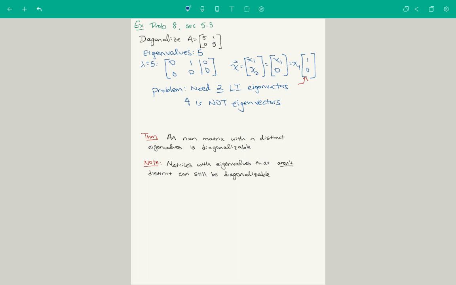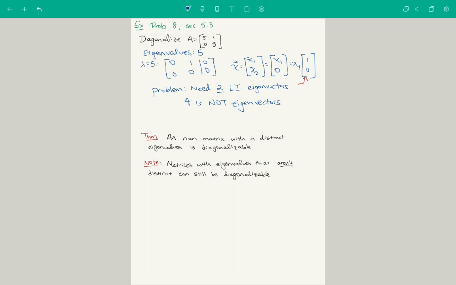One is this theorem: if A is an n by n matrix with n distinct eigenvalues, so if all of the eigenvalues are different, then it will definitely be diagonalizable. And this makes sense because every eigenspace is going to have dimension at least 1. So if I have n different eigenvalues, then I will have n different one-dimensional spaces. So that will add up to n linearly independent eigenvectors.